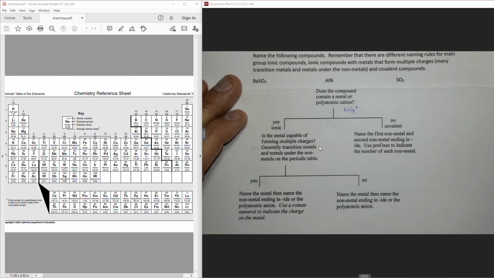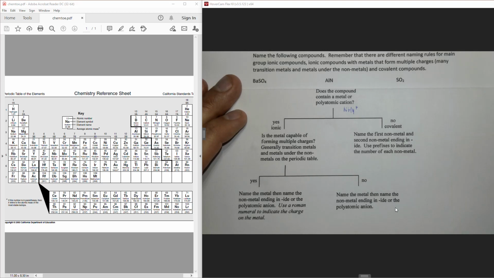If it's ionic, the question we want to ask ourselves is, is the metal capable of forming multiple charges? Generally speaking, this is the transition metals, the B group metals, and metals underneath the nonmetals, tin and lead being the two most common. These compounds are still ionic, but if you say yes, we need to use a Roman numeral to indicate the charge on the metal. If we say no, these are the easiest to name because these are main group ionic compounds, and we just name the metal and the non-metal ending in "ide," which is relatively easy to do.